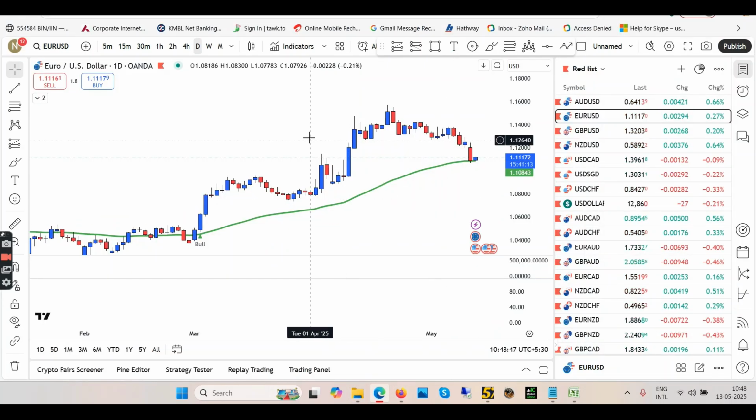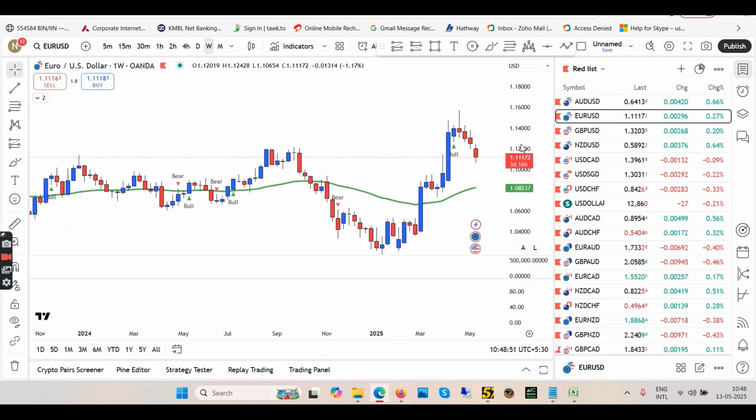Coming back to Euro USD, let's start with the weekly chart as a top-down approach. In weekly, we have started the trend reversal, so we are down. It might take a while before the weekly chart crosses the EMA, but it's a trend reversal. That's what experienced traders get to know.